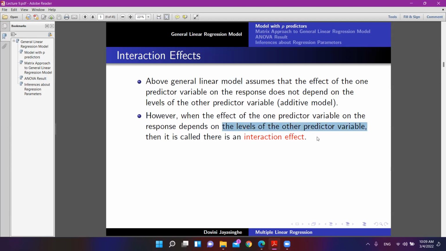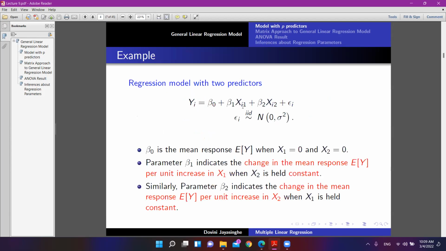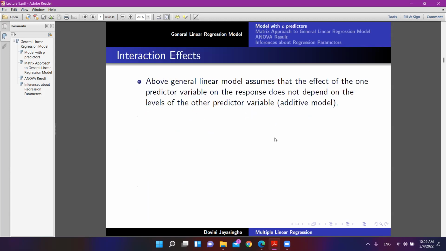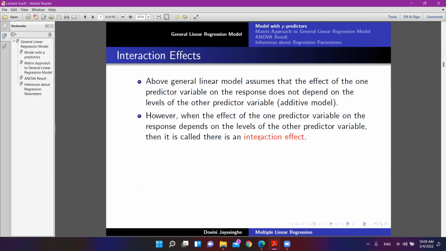just assume the other predictor variable is a categorical variable. We'll discuss how to handle categorical variables in the next lecture. Let's assume that x1 is age and x2 is gender, something like that. So if the effect of this on this depends on the levels of these, that means for females there's one behavior, for males there's another behavior. That means there is an interaction effect, right?